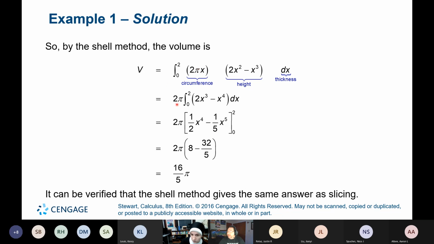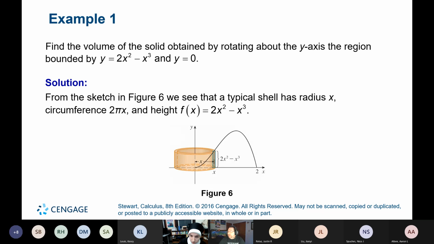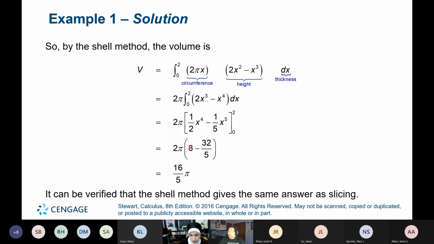So we can pull out the 2 pi, because that's just a constant. And then I'm going to multiply the other things by x, so I get 2x to the third minus x to the fourth. And then we're going to do the integral of that one. So I get x to the fourth over 2, and x to the fifth over 5. Plug in the 0 and the 2, because we're going from there all the way over to 2, because that's where it crosses back over the x-axis. We get 8 minus 32 over 5. So my final volume of this shape is 16 pi over 5.